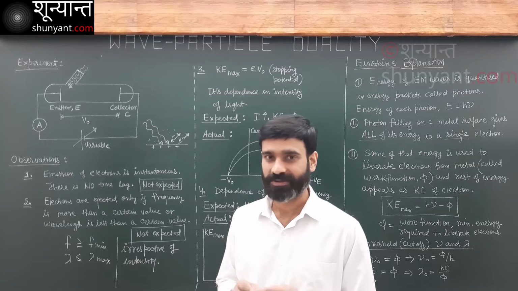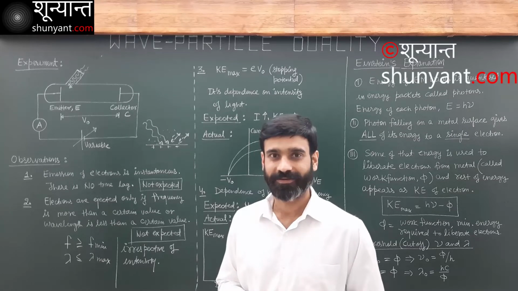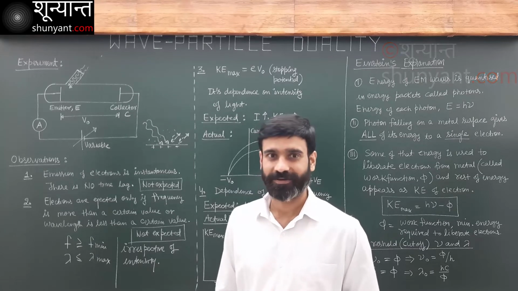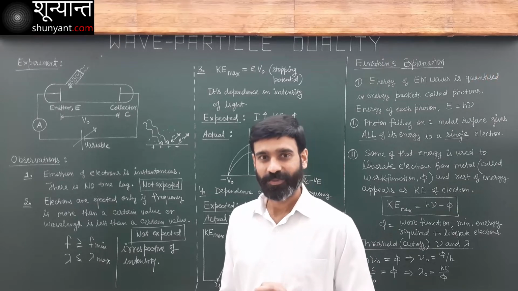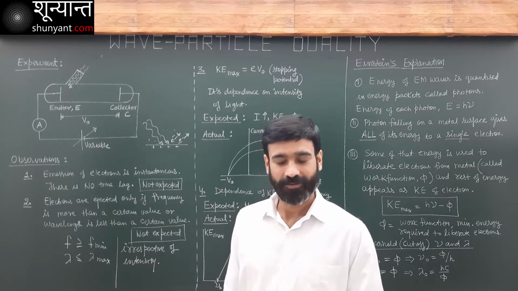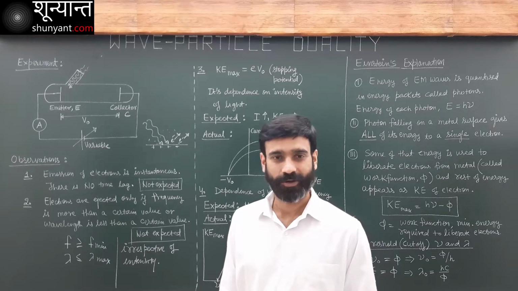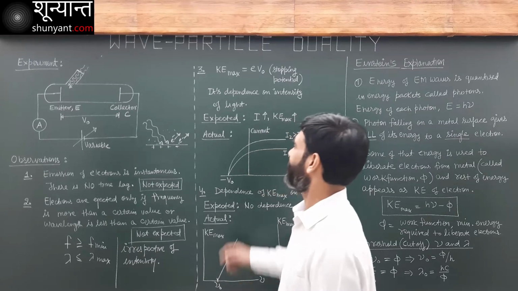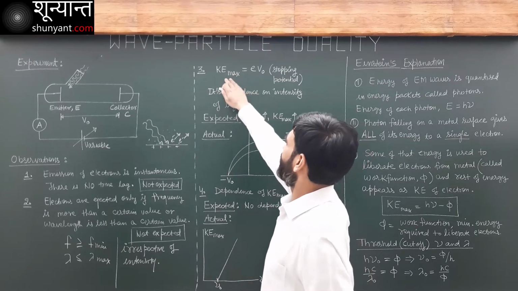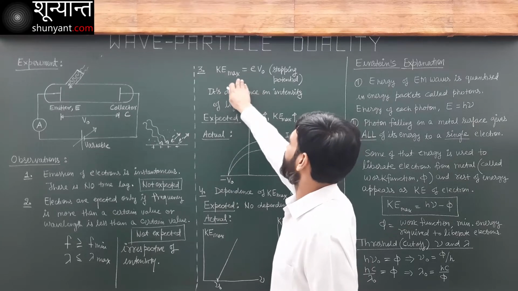Even if the intensity is very, very low, but the frequency is more than a certain value, electrons are going to be ejected. This was absolutely not expected. Absolutely not expected. That means the wave theory of light could not explain it. Not at all.